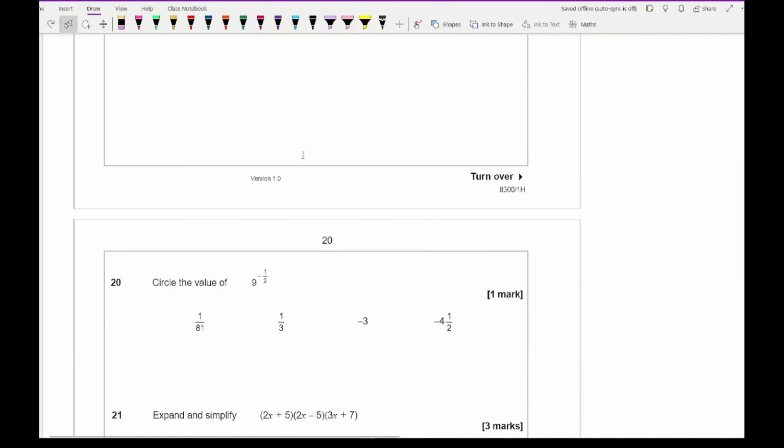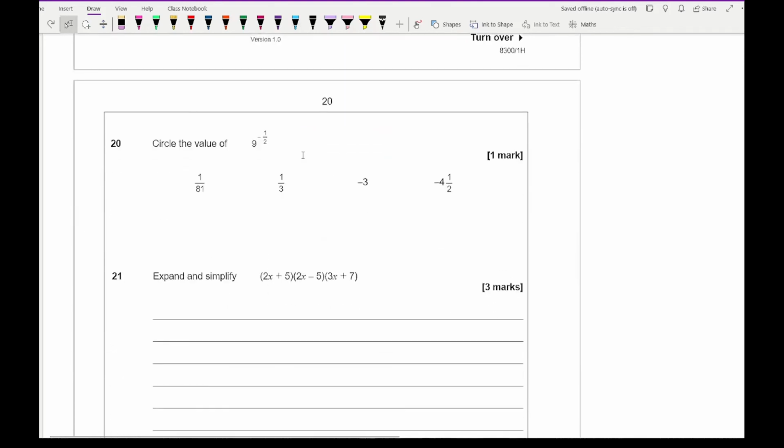Then moving on to question 20, it says circle the value of 9 to the power of minus a half. Well, minus a half means it's going to be the reciprocal, and anything to the power of a half means the square root. So that's 1 over the square root of 9, and 1 over the square root of 9 is 1 over 3, so the correct answer is a third.